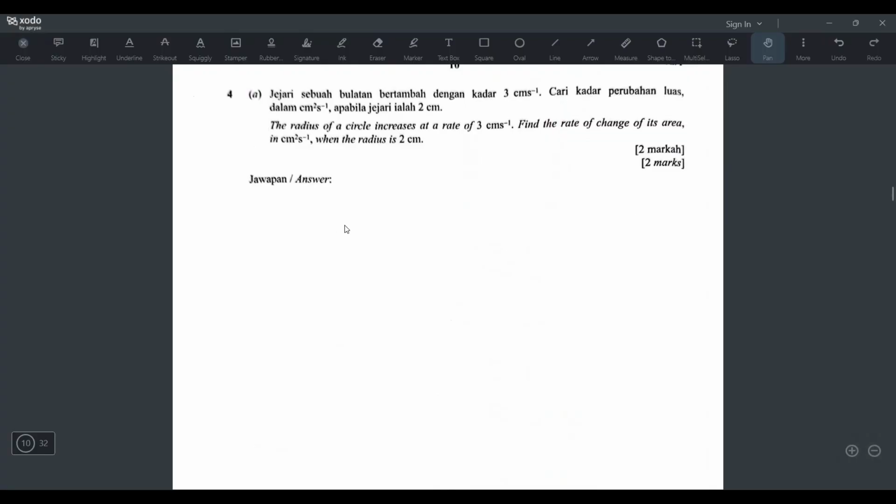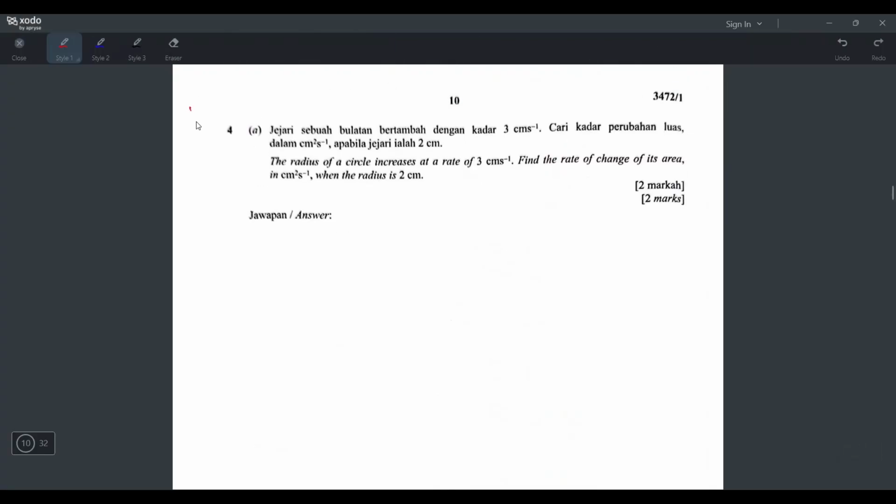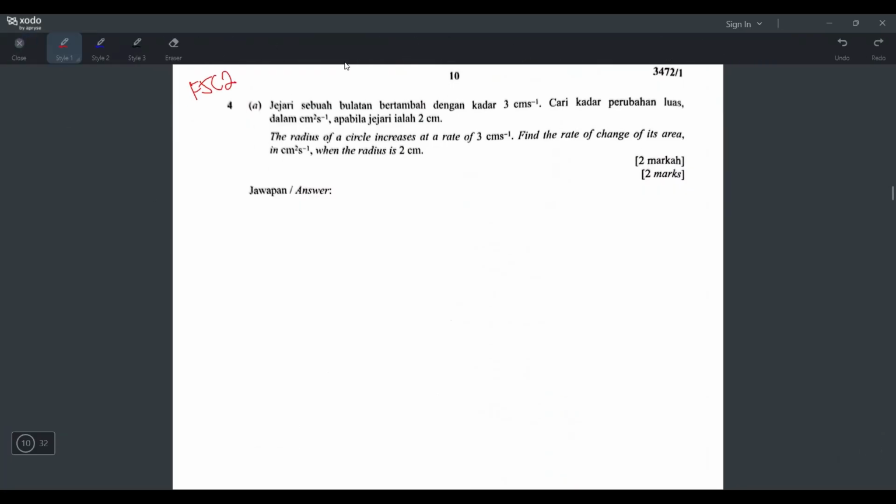All right, number 4. I think this is a differentiation question from Form 5 Chapter 2. Okay, pembezaan, differentiation. Let's read the question. The radius of a circle increases at a rate. The moment I see rate, I automatically know it's over dt. Yes, this is under the rate of change in the differentiation chapter. So whenever you see rate, remember it must be over dt.